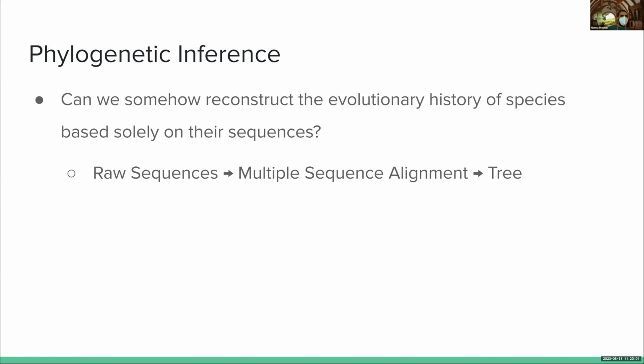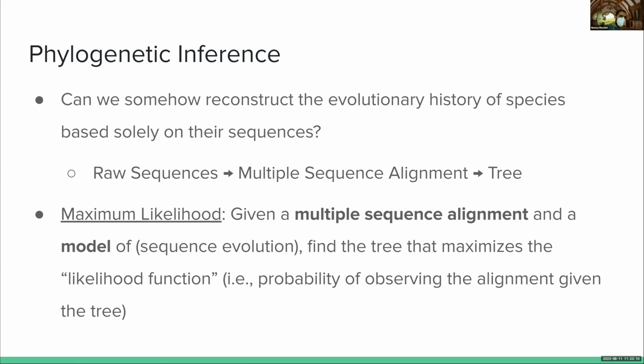So the general structure is I take my raw sequences, I do something called multiple sequence alignment, and then I do something to get a tree from that multiple sequence alignment. The method that we typically use is what's called maximum likelihood tree inference. So if you gave me a multiple sequence alignment and you gave me a model of sequence evolution, can I find what tree, out of all possible trees I could even theoretically look at, maximizes this likelihood function? Which one has the most likely chance of being the real tree to produce these sequences?